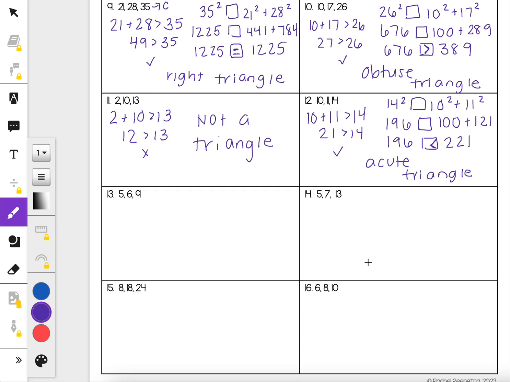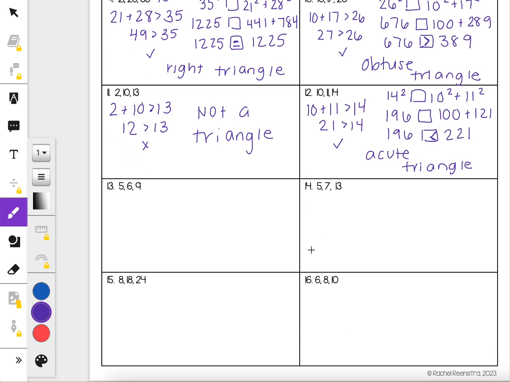Okay, I'm going to go through the next four a little bit quicker because we've kind of seen an example of each one of these. So for number 13, my two smaller sides, 5 plus 6. All right, I check, and that is greater than 9, so we're good to go. So 9 squared has some relationship with 5 squared plus 6 squared. All right, now 5 squared plus 6 squared, that is going to be 61. So I kind of jumped and skipped some steps here. I have a greater than symbol, so this is going to be obtuse.